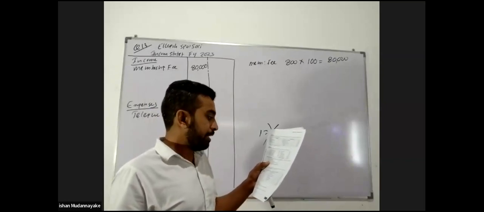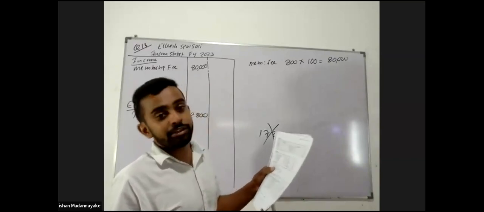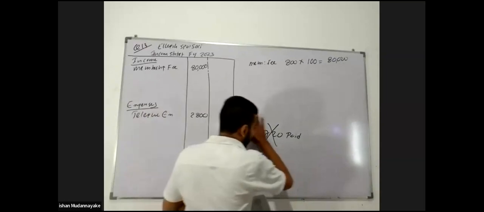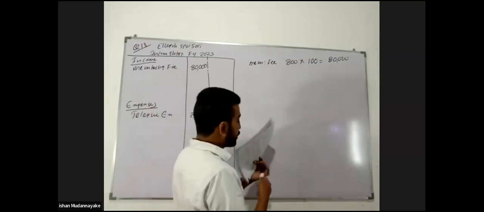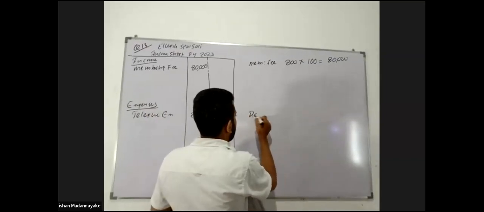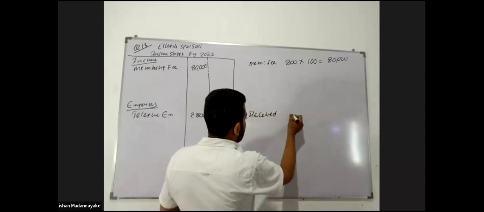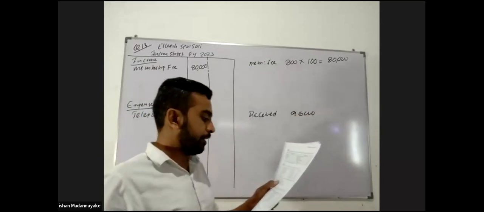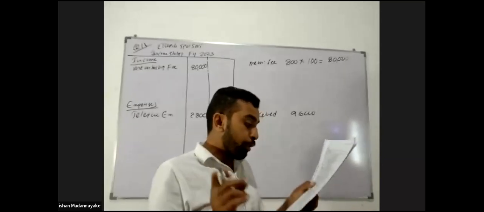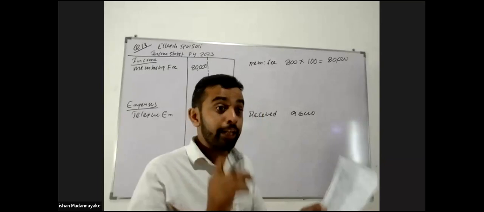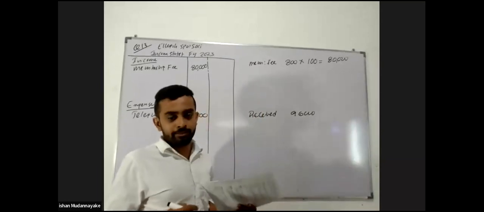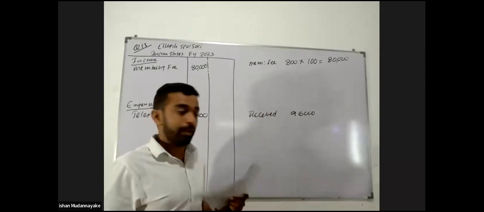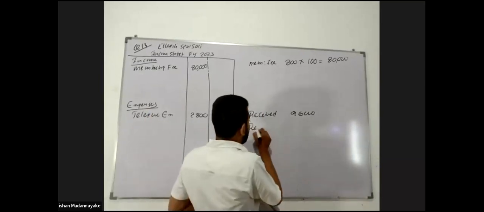Okay, by selling flats, they have earned 96,000. Sale of flat, received amount in cash 96,000. And not only that, another 2,000 needs to be received, needs to be collected. Tell me, receivable how much?